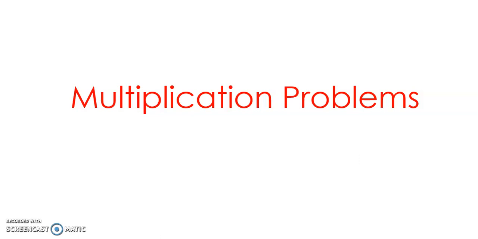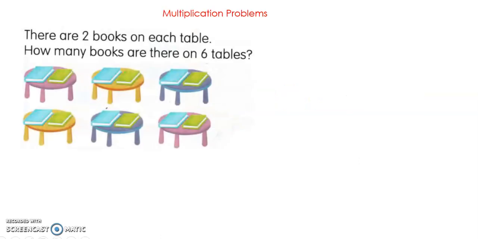In this lesson we're going to solve some word problems with multiplication. So let's get started. The first question says there are 2 books on each table. How many books are there on 6 tables? We have here 6 tables. On each table we have 2 books. We want to know how many books altogether here.